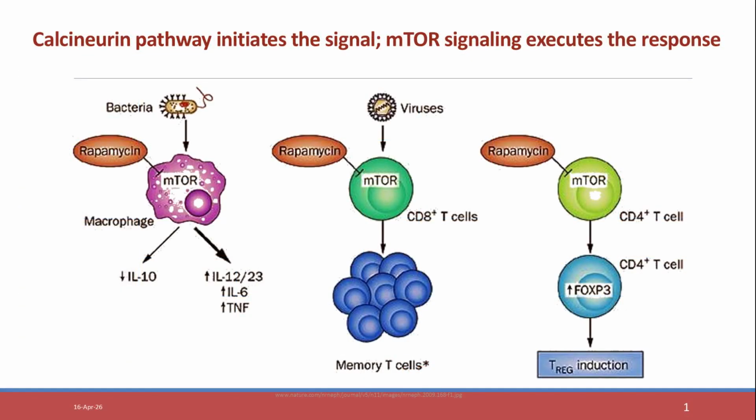This slide highlights a key concept. Calcineurin initiates the signal by promoting IL-2 production, while mTOR mediates the response by promoting cell proliferation. This distinction is fundamental to understanding transplant pharmacology.